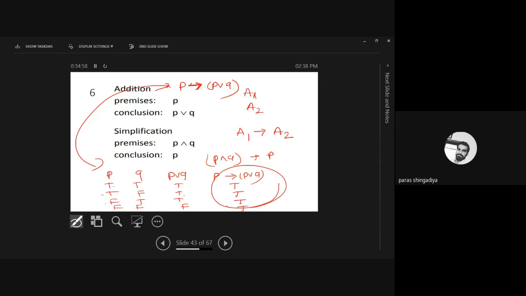Similarly, you can try the second one also. Clear? First check the P and Q answer, and then after that implement to P.